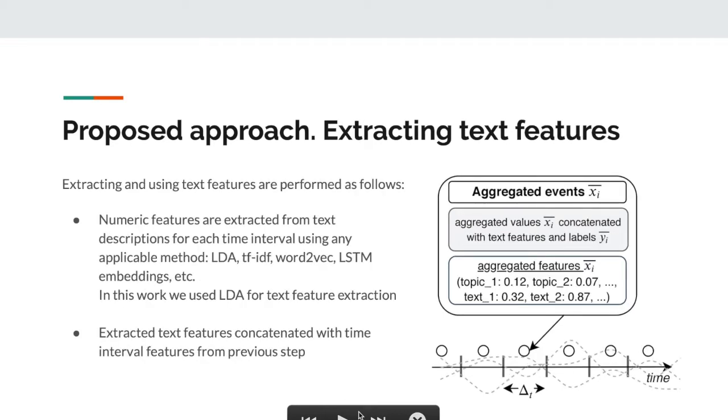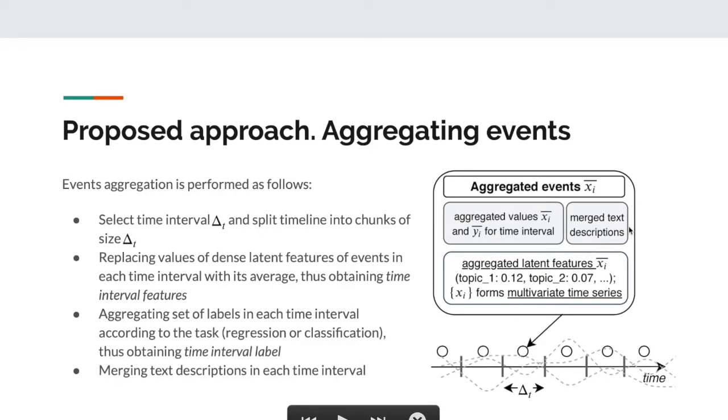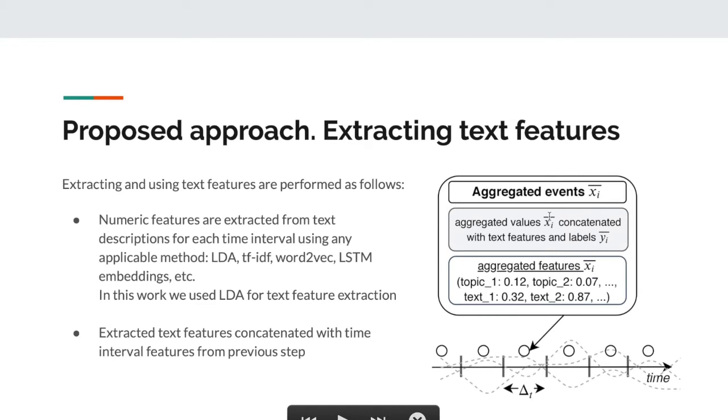And extracting text features is performed as follows. We get our merged text descriptions for each time interval. Then we extract numeric features from these texts using any method you like, for example, LDA, TF-IDF, Word2Vec, LSTM embeddings, or any other. And in this work, we used LDA. This stands for latent Dirichlet allocation, and we extracted numeric features from these texts, and we simply concatenate them with numeric features from the previous step.